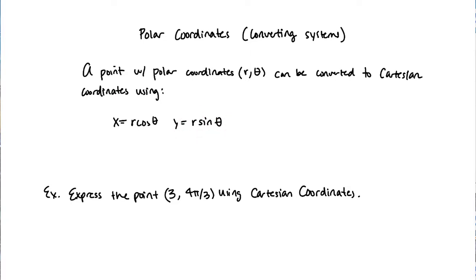And a great question that people have asked a lot is, where does this come from? It comes from basically using our unit circle and our Pythagorean identity.